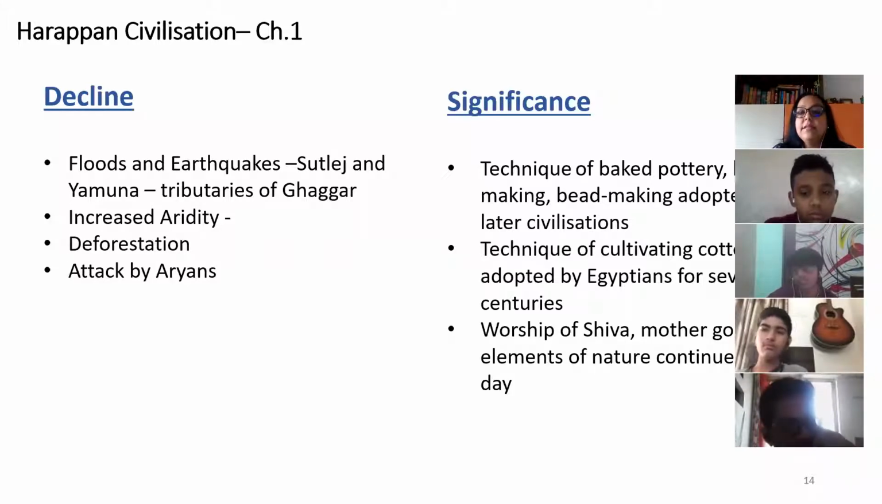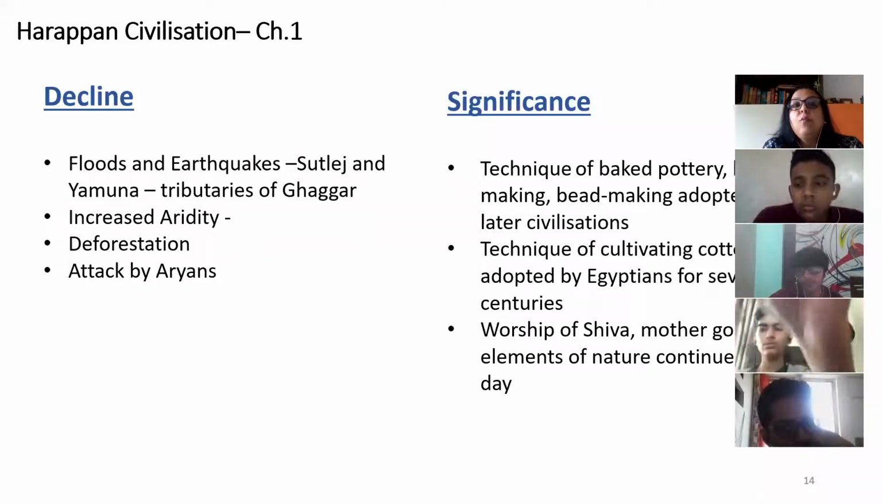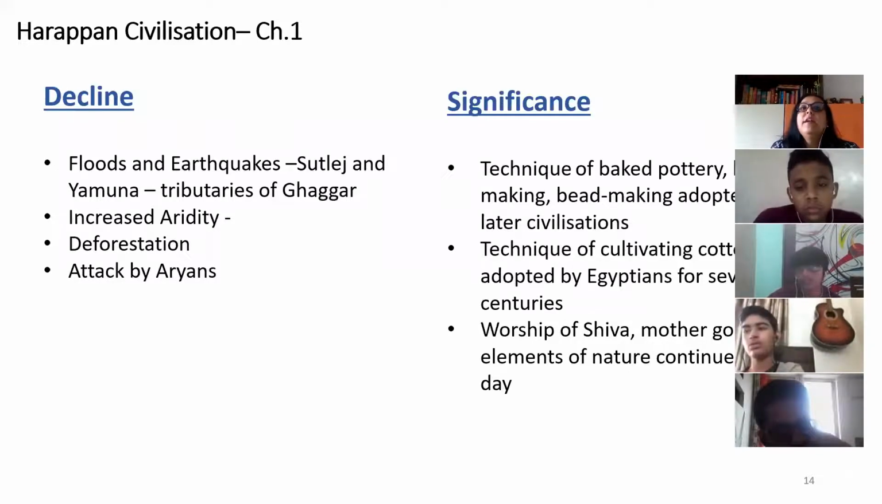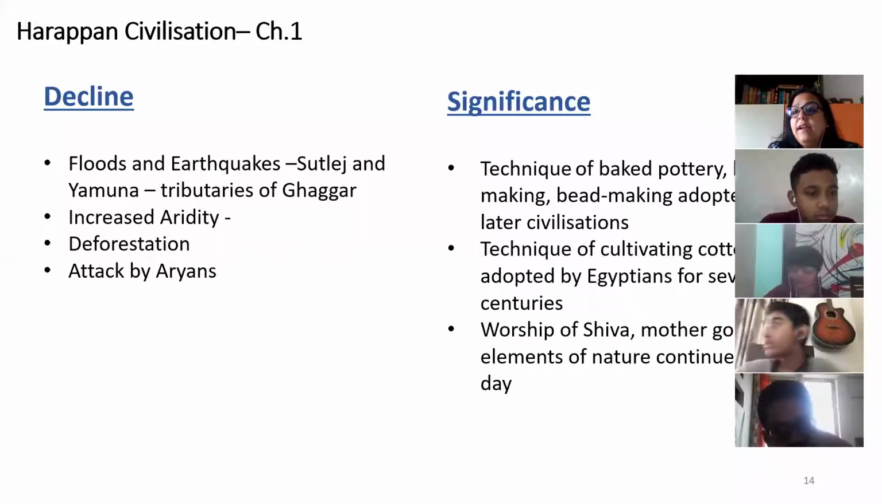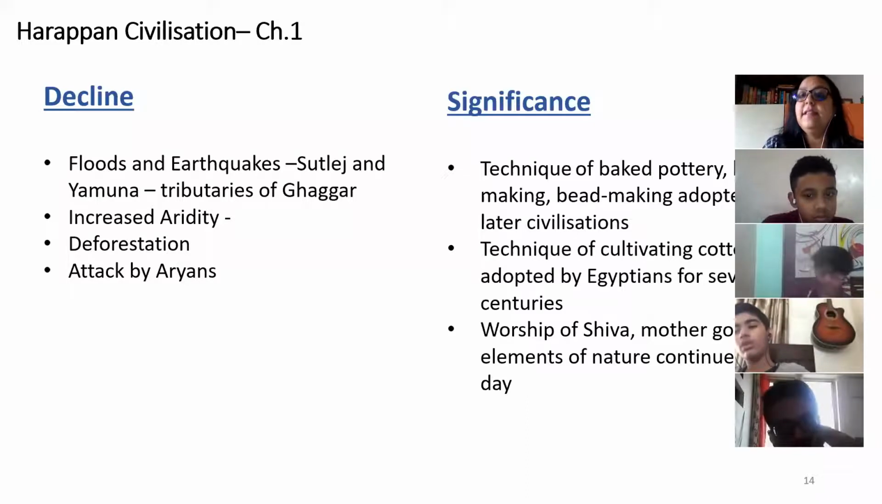And then what were the means of transport? In their free time, how did they spend? What were the means of amusement? So amusement for adults, they had dice games. For children, they had all these terracotta toys which they used to play, whistles and all those. And then hunting and fishing were some of the hobbies for elders. And also they played musical instruments like the drum and the lyre.